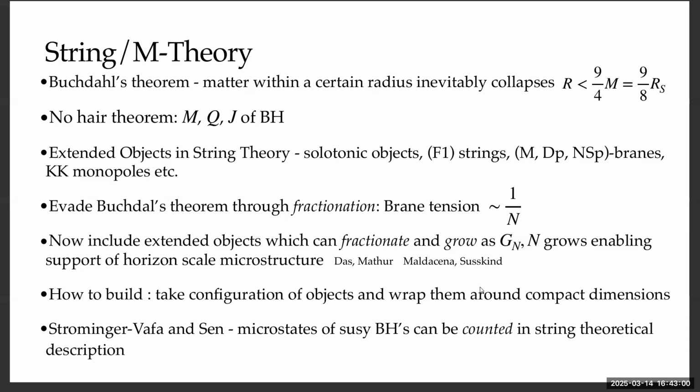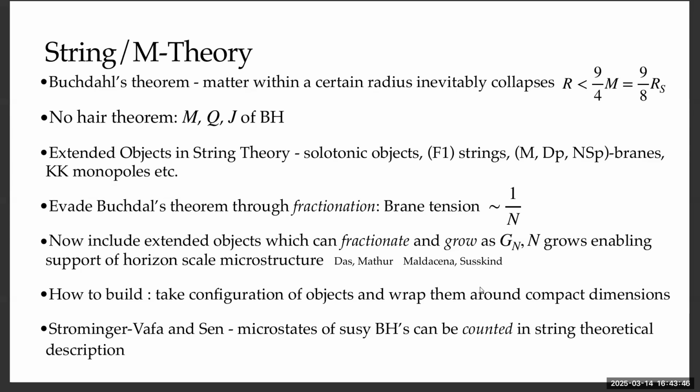And so this allows you to support something, because normally if you think about forming a black hole, you turn gravity on and the matter wants to collapse. But these objects tend to grow as you turn gravity on. What is N? Oh, capital N is the number of branes that you're considering, like if you have a stack of branes. So this seems to be a way in which string theory would allow us to support something that's horizon scale. And so how do you build such a configuration? Well, you take the objects that you have and you wrap them around the compact dimensions that you have.